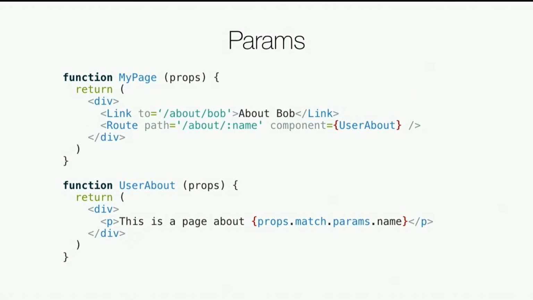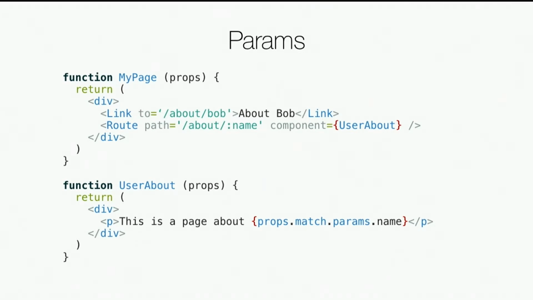So if we have this my page component at the top, you can see it's just a div with two components in it. One is the link that links to /about/Bob. And the link text just says about Bob. So when you click on it, you expect to see information about Bob, right? And then we have a route. So when we don't match /about/whatever, then it's not going to render. But as soon as we do match that, then it's going to render a component called user about.